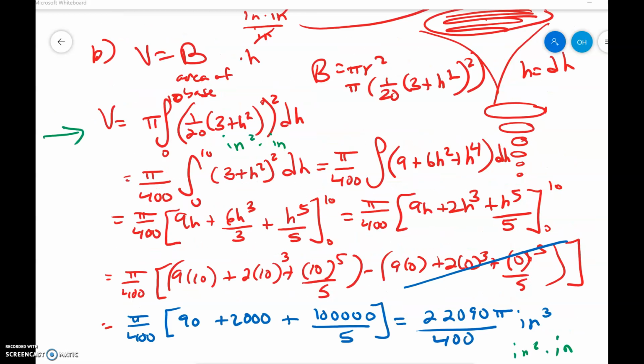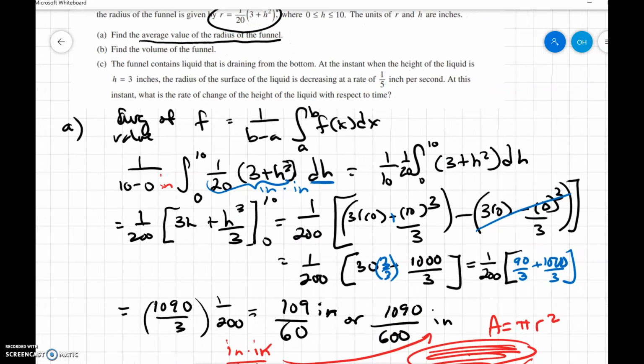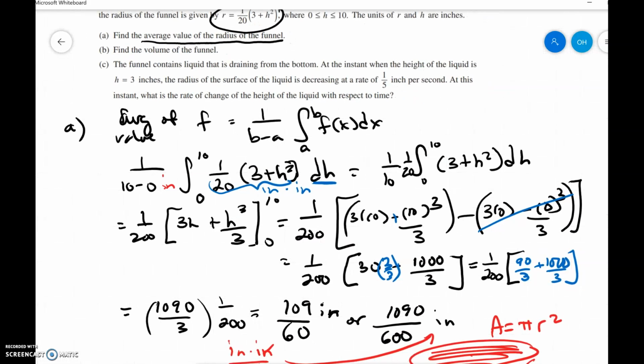All right, let's continue. Okay, so if I scroll back to the problem, it says for the last part C, the funnel contains liquid that is draining from the bottom. At the instant when the height of the liquid is 3 inches, the radius of the surface of the liquid is decreasing at a rate of 1/5 of an inch per second. At this instant, what is the rate of change of the height of the liquid with respect to time?